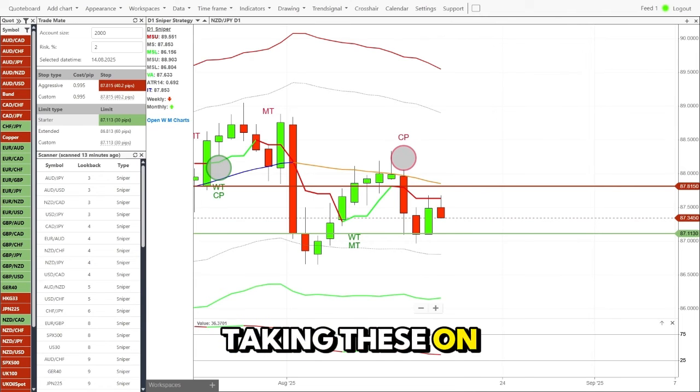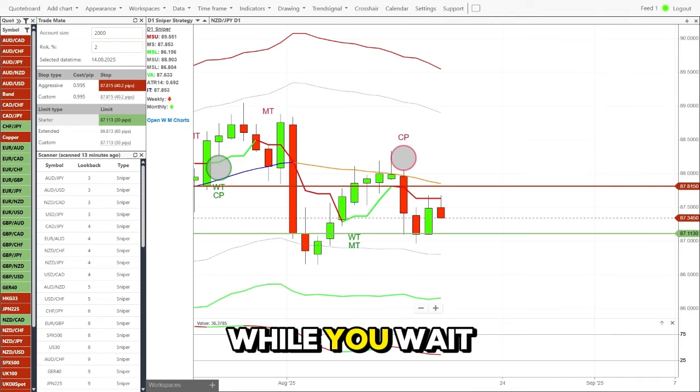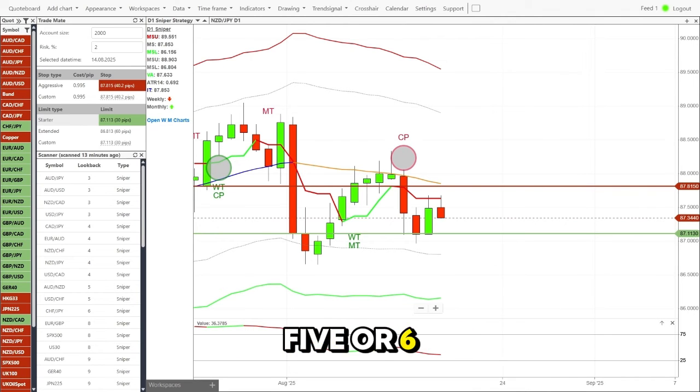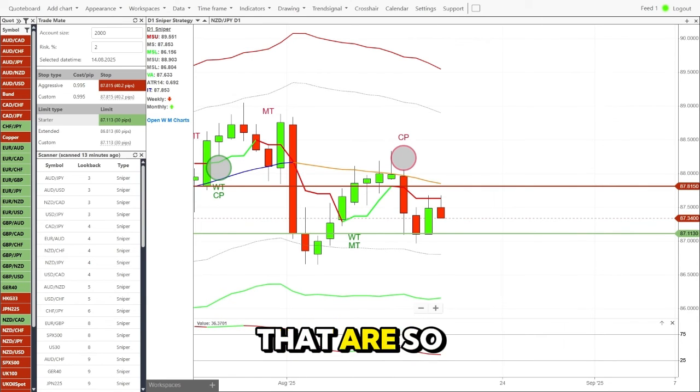Essentially, if you're taking these on a daily basis, there's multiple hundreds of pounds that you can build up while you wait for those big movers that are doing 500 or 600 pips. And if you're not taking them, what are you doing? Because they are trades that are so high certainty. Every single one of these closed out within one day. Sometimes you just take the winners where you can get them, and you wait for what else is coming up.